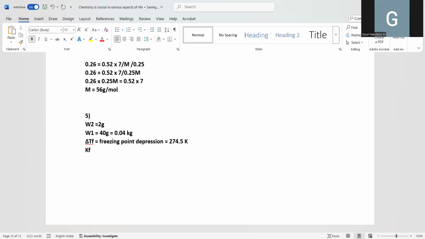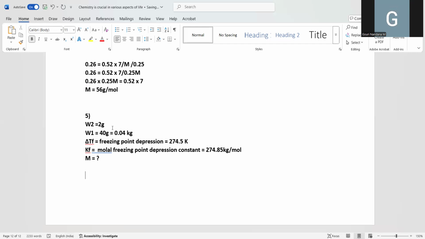Then KF is the molar freezing point depression constant, which is equal to 274.85 kilogram per mole. We need to find the molecular mass. That is, capital M is what is to be found.